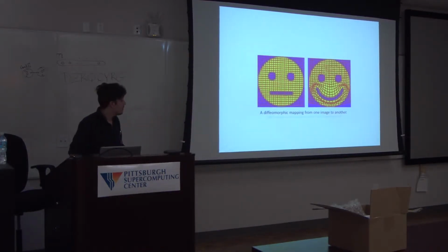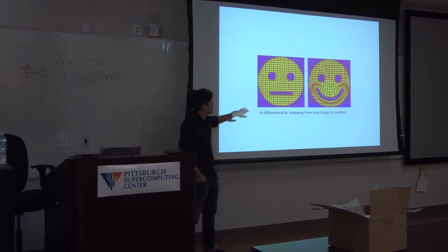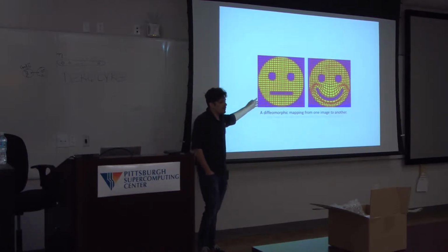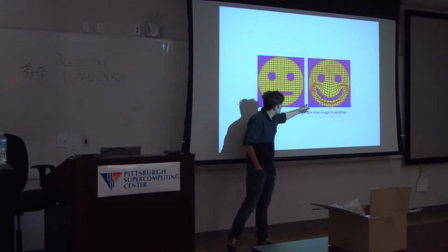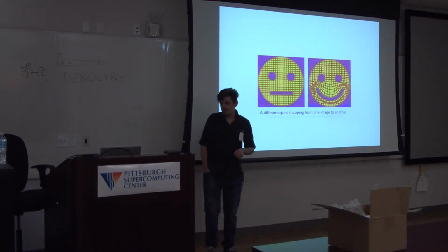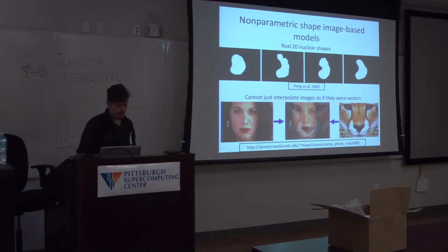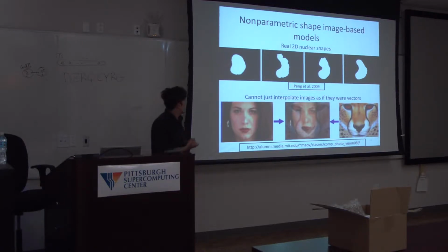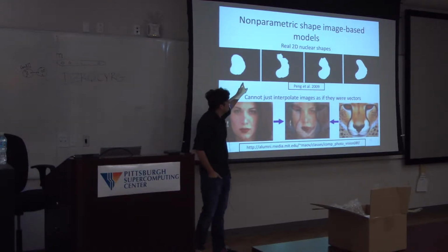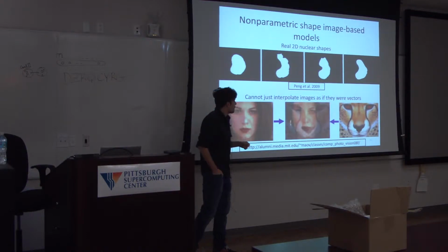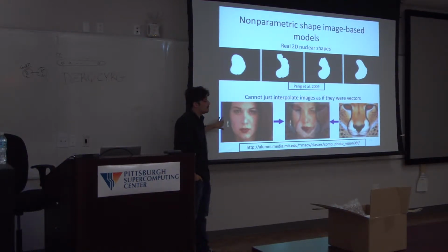And of course, there's also a diffeomorphic mapping from someone being nonplussed to someone being very happy. And of course, this can be used to morph between nuclear shapes, for example. But this is very different from just normal linear interpolation.